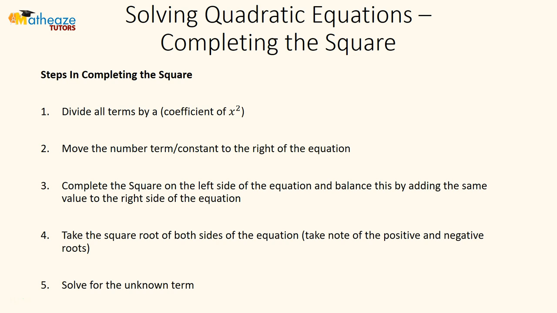The first thing we're going to do is divide all the terms by the coefficient of x squared. Then we're going to move the number term, or the constant term, to the right hand side of the equation, so that on the left hand side you only have terms with variables. And we complete the square on the left hand side, following the same method as in the previous video. If you want more steps on how to do that, there's a lecture that covers it thoroughly. Then we're going to solve the equation that we create. So let's get started.